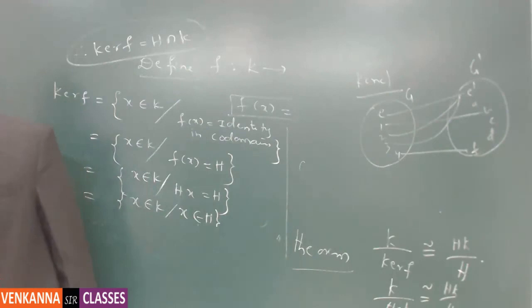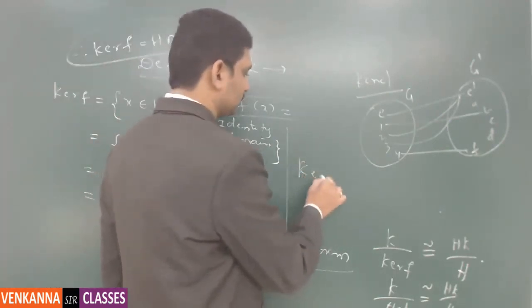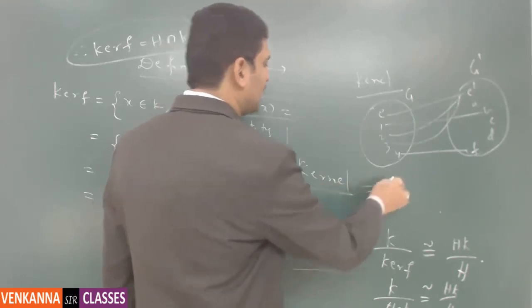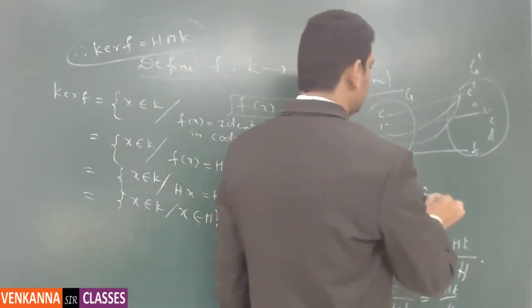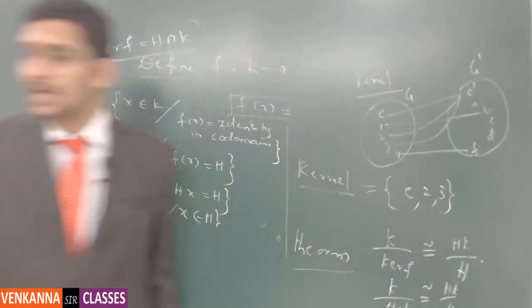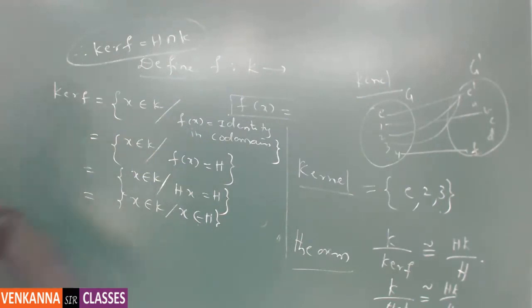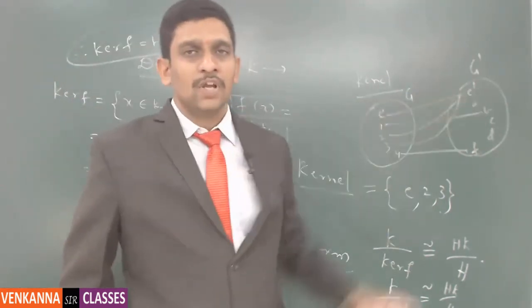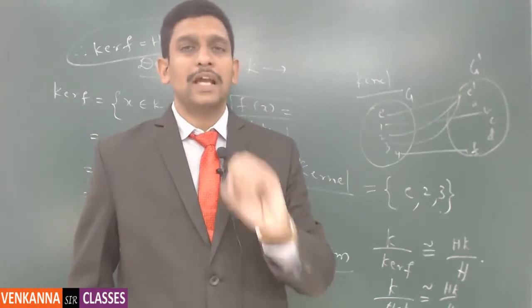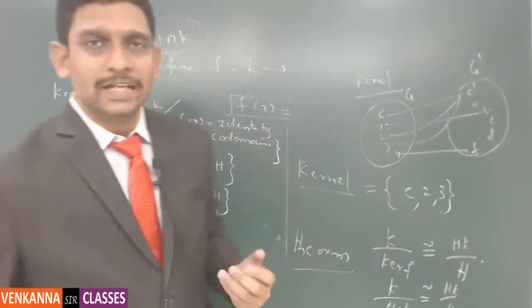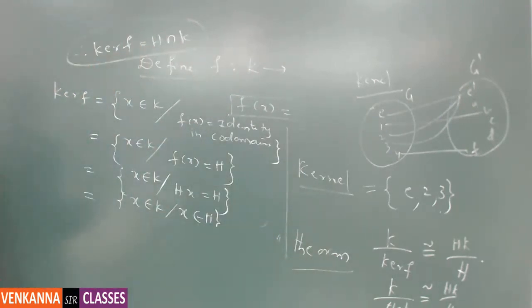If I want to know what the kernel is, kernel is nothing but the set {e, 2, 3}, because e, 2, 3 are elements in the domain for which the image is identity. So in the domain, you are selecting the elements for which the image is identity. That is the concept of kernel. So here also, if you talk about the kernel, you are going to check the elements in K for which the image is identity in the codomain.